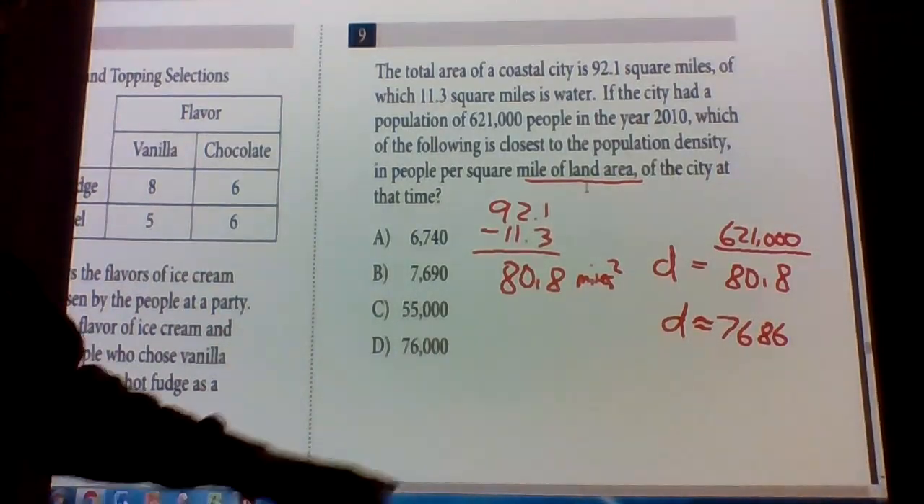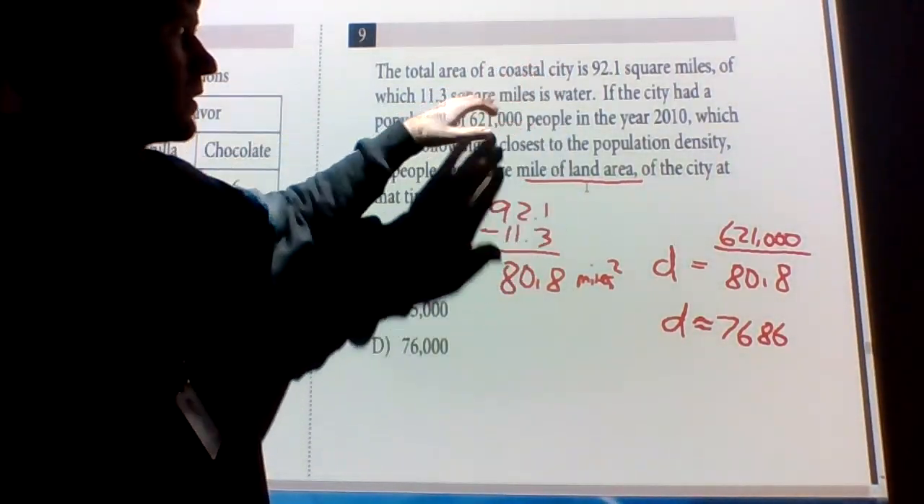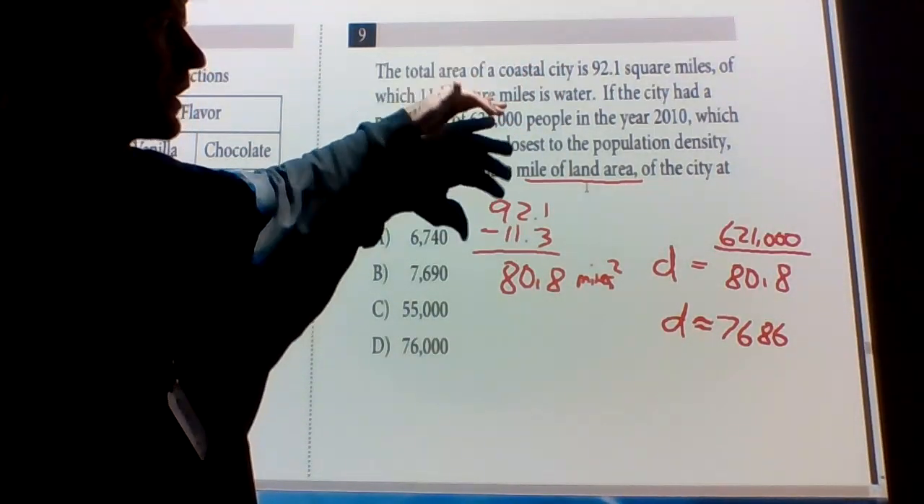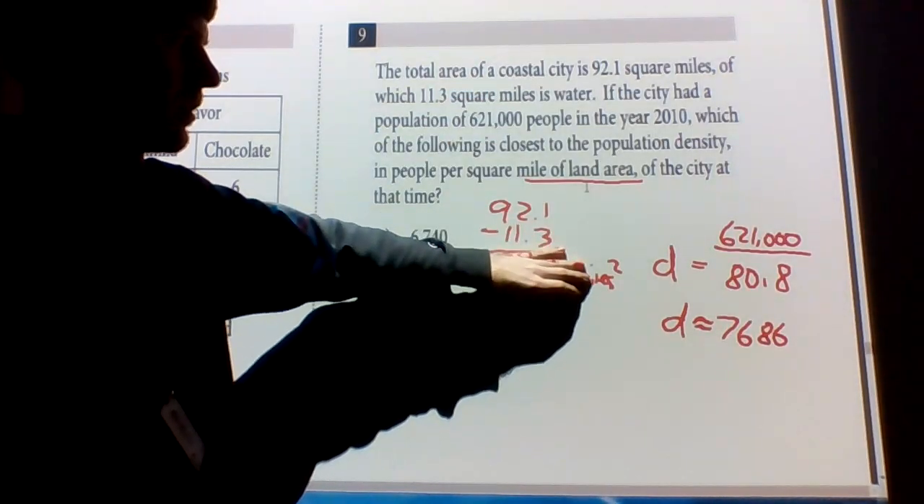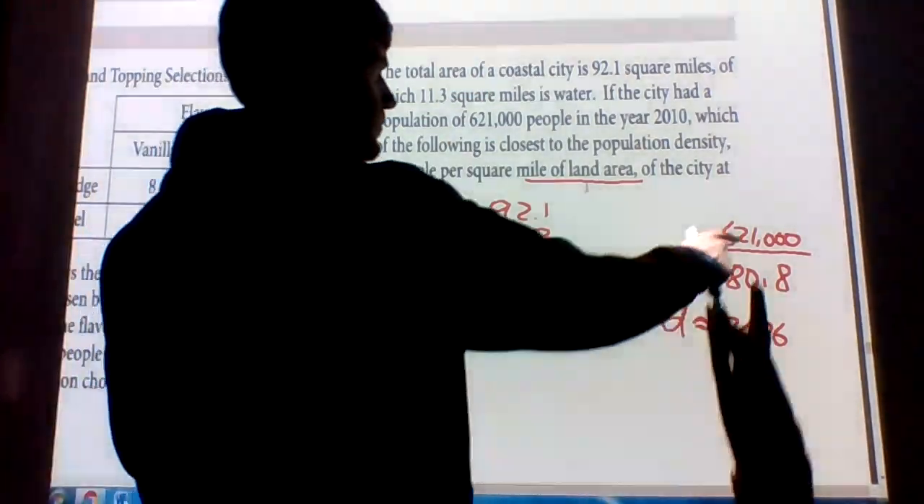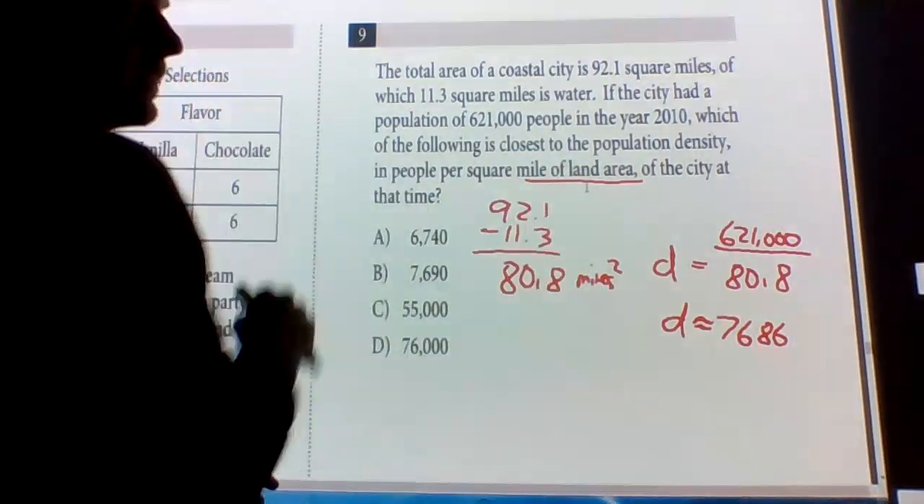Yes. So they gave us the total area and the amount of water, so we need to subtract the water area to find the land area, and then it's the people per square mile of land area.